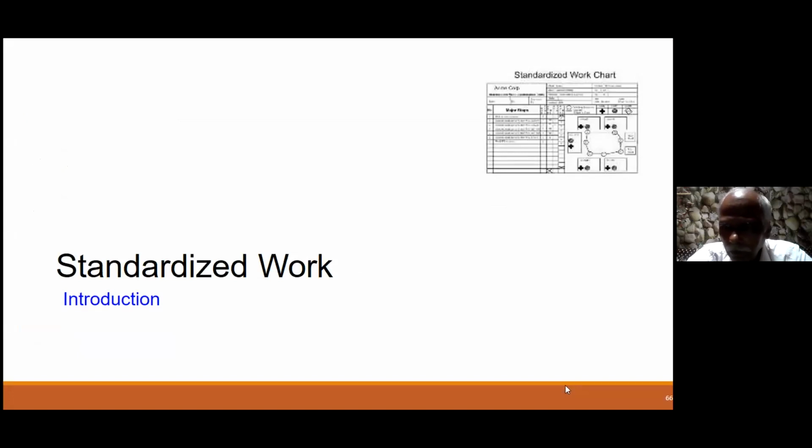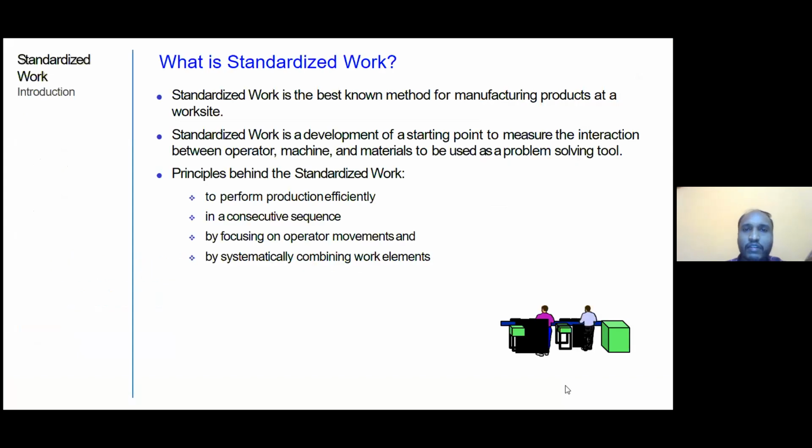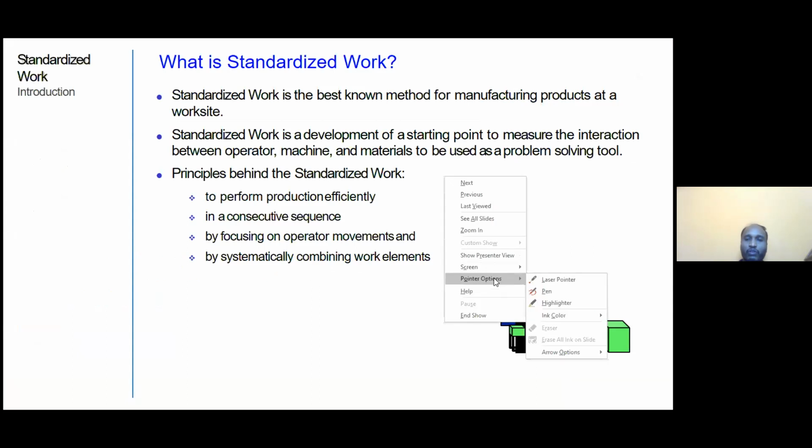Okay. The next topic will be standardized work. Standardized work is the best known method for manufacturing products at your work site. Whatever improvements we made, whatever process flow we followed, that should get standardized. Once we get it standardized, other people can also follow it.